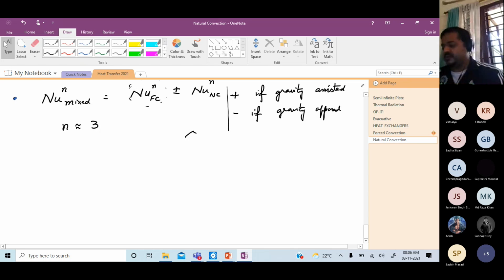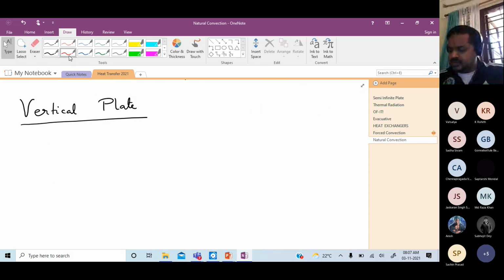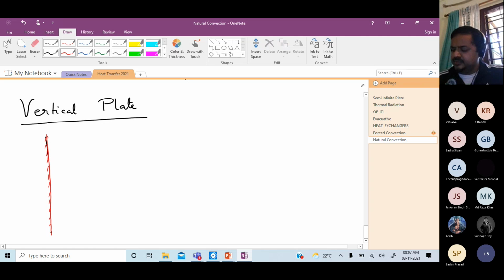Now, with that introduction in the last class and the fundamental concepts, let us move on to some particular cases, and the most important is a vertical plate. So I have a vertical plate which is at a high temperature. As I said, in natural convection, we always have to spell out the direction of gravity. Now, as before, I'll call this direction x and this direction y.